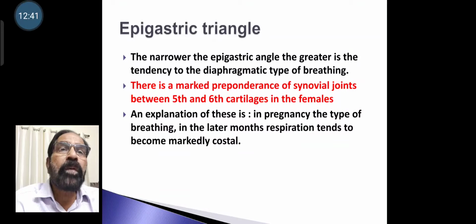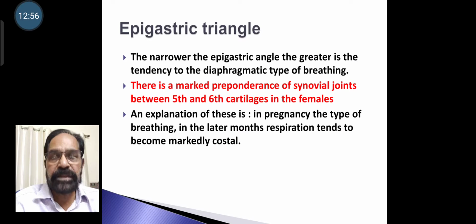There is a marked preponderance of synovial joints between the 5th and 6th cartilages in females. An explanation of this is that in pregnancy, the type of respiration in the latter months tends to become more markedly costal.